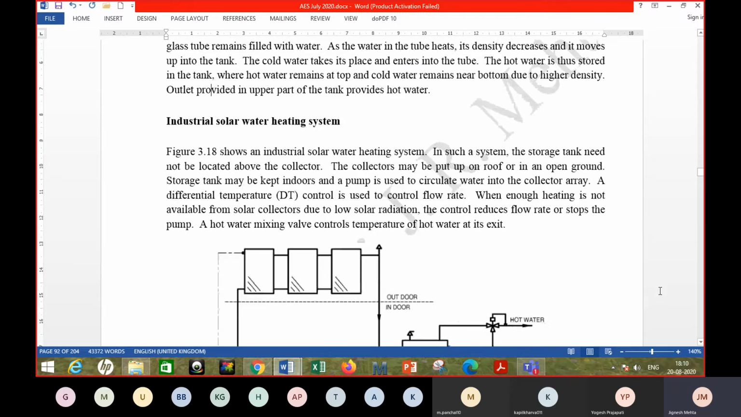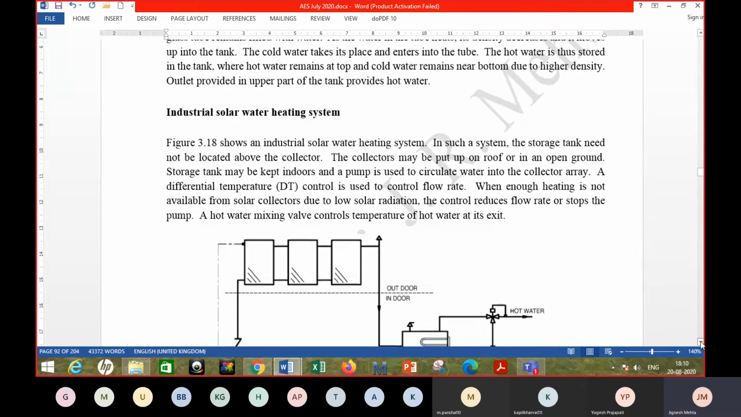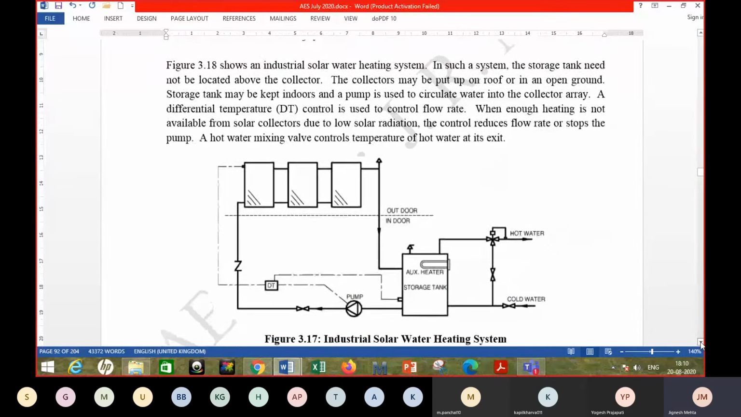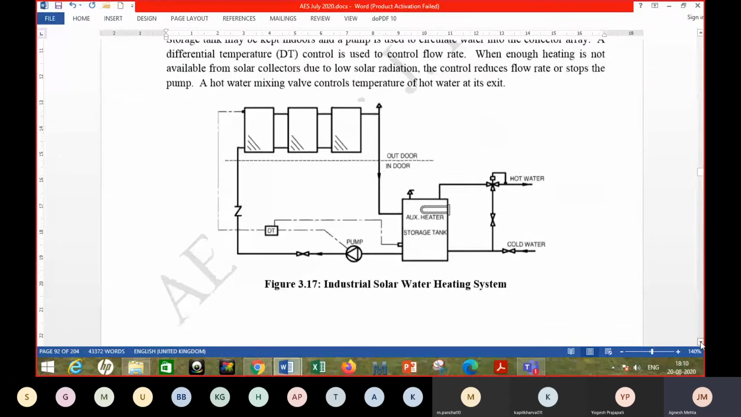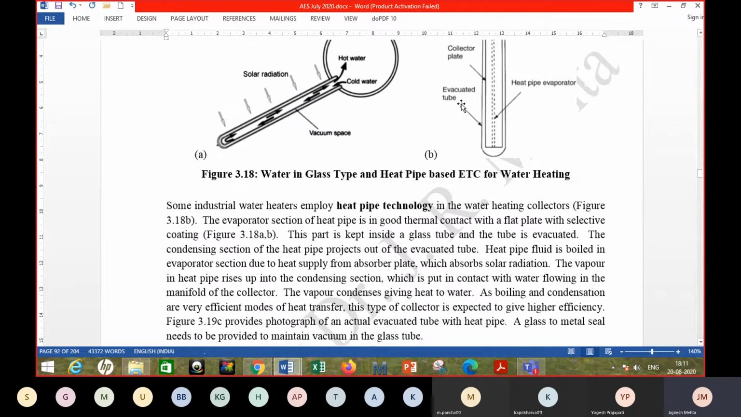We had also discussed the industrial water heater, and there was one video where the CPC collector was shown, which was used for water heating purpose up to around 90 degrees Celsius temperature. So this diagram is a line diagram showing the industrial solar water heating system, the typical parts of that, and different instrumentation and controls required in that. So this was also explained in the previous class.